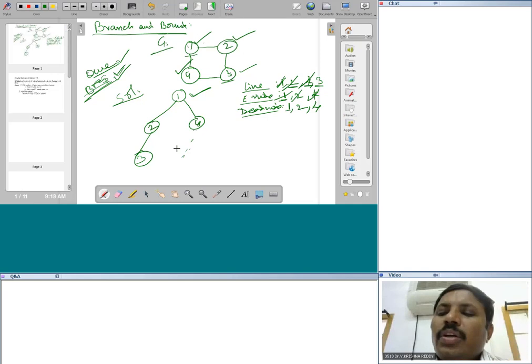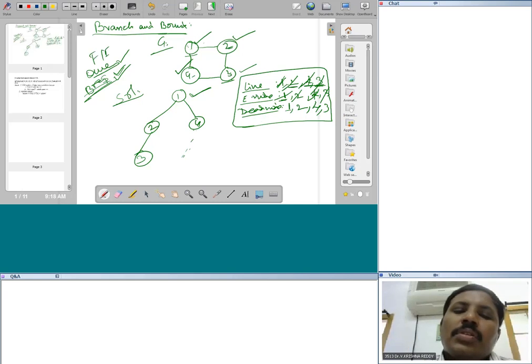Next, only one live node is there, 3. We have to take it for expansion. From 3, are there any adjacent nodes which are not visited up to now? No. Then we have to move it to the dead state, because there are no unvisited nodes adjacent to 3. So there is no expansion for 3. So all nodes are visited. Okay, this is the process, the meaning of live node, E node, dead node based on the first in, first out concept.